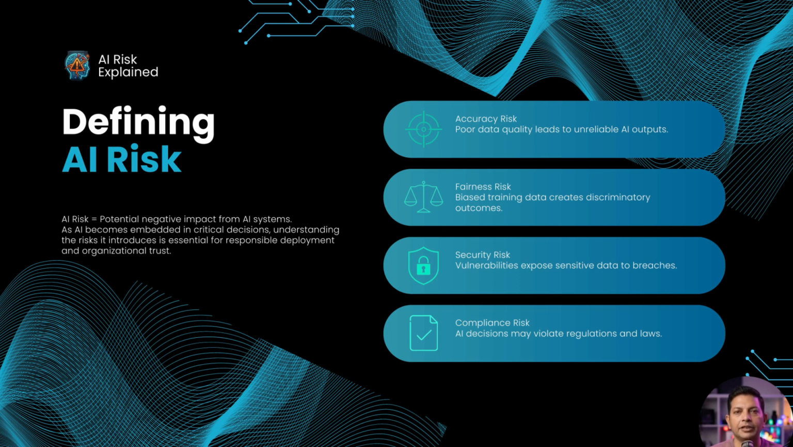What makes AI risk unique compared to traditional IT risk is that it is often less predictable. AI systems learn and evolve, which means their behavior can change over time. This makes it harder to fully control or anticipate outcomes. So when we talk about AI risk, we're really talking about understanding where things can go wrong and putting controls in place to minimize those impacts.